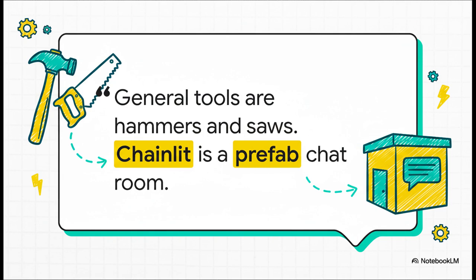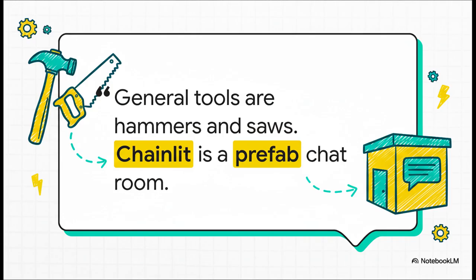I absolutely love this analogy because it's just so perfect. With hammers and saws, sure, you can build a house, but you have to measure every board, cut every piece, and nail it all together yourself. Chainlit is like being handed a prefabricated room. The walls, the windows, the door, it's all there, and it's all designed perfectly for conversation.